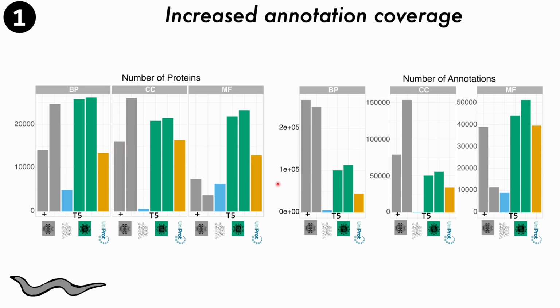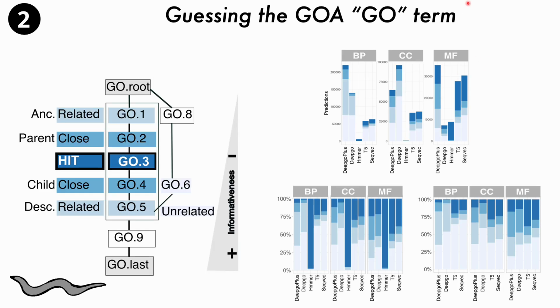You can see here the orange bars are the real GO annotations from the proteome of this worm, and the language models in green and the convolutional networks in gray are providing more coverage in the number of proteins and also in the number of annotations. What we can see here is that they also guess the real GO term. This is a hypothetical schematic view of a GO graph, and a hit is when they guess the term. We can see here, the darker the better, that the language models, the columns at the right for each category, are providing more real, guessed annotations than the other ones.